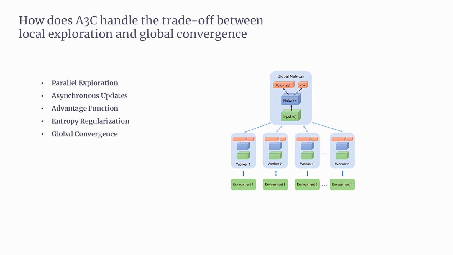The fifth, global convergence. Even though each agent explores independently, they all contribute to a shared global model. This global model aggregates the collective experiences from all agents, ensuring that the system converges towards a more optimal and well-rounded solution. The shared model acts as a central hub, pulling together local knowledge to guide global convergence. In summary, A3C effectively handles the trade-off between local exploration and global convergence. By combining parallel exploration, asynchronous updates, focused policy updates, and entropy regularization, it encourages agents to explore the environment thoroughly while ensuring they learn and converge towards optimal strategies.